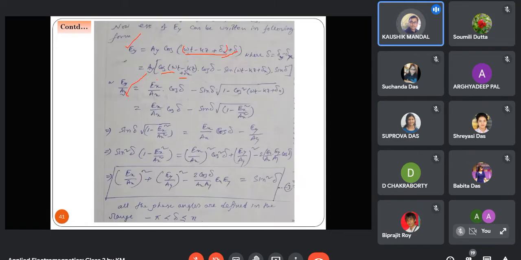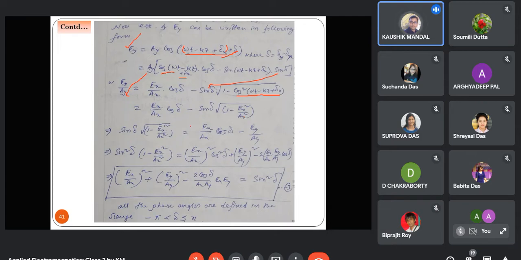So for this term, we can write Ex by Ax into cos delta. Next, this is sin delta. Now this one is the sin of omega t minus kz plus delta x. We can write it as the square root of 1 minus cos square of omega t minus kz plus delta x. Now cos square of that is nothing but Ex square by Ax square. So in the next slide, we rewrite the equation as sin delta times the root of 1 minus Ex square by Ax square.